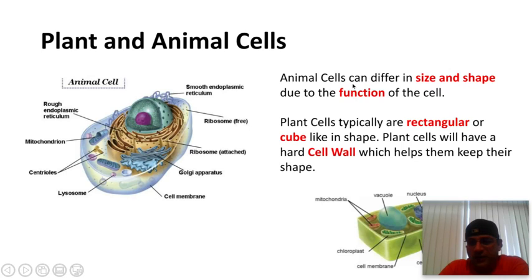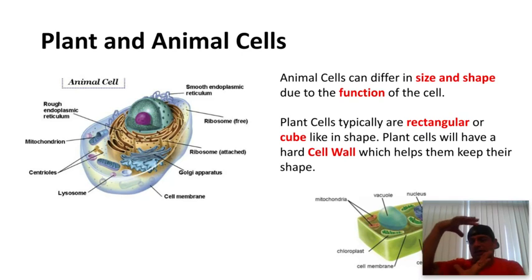Plant and animal cells. Animal cells are different sizes and shapes due to the function. Okay, depending on what that cell does, it's going to look different and be shaped different for a reason. Plant cells typically are rectangular or have a cube-like shape. Plant cells will have a hard cell wall, which helps keep their shape.